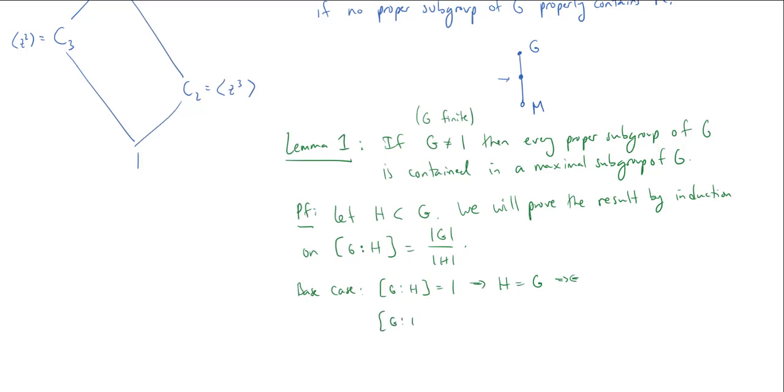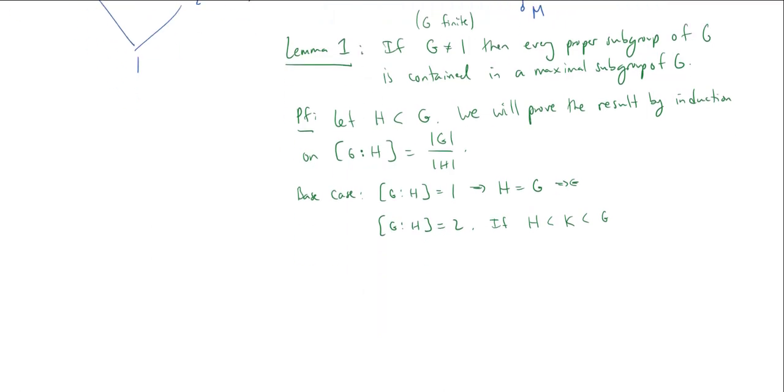How about if the index was equal to 2? Let's check what happens in that situation. What could we do to put a group in between H and G? If H is a proper subgroup of K, and K is a proper subgroup of G, then I claim we're going to have a little problem with Lagrange's theorem here.